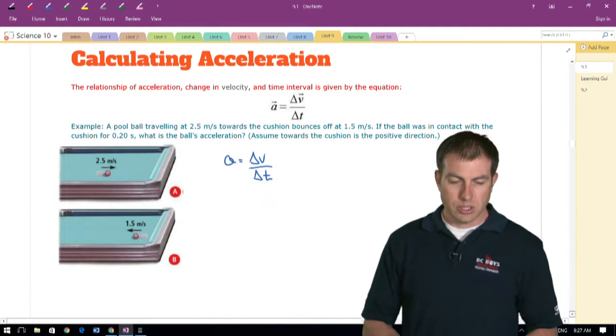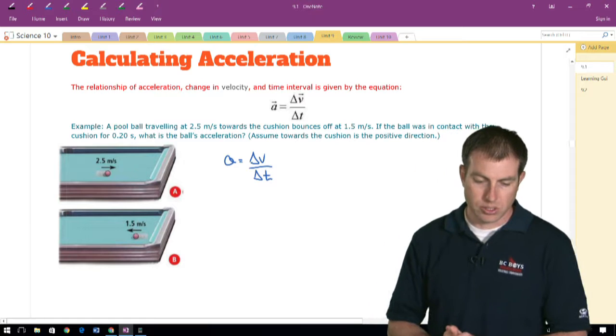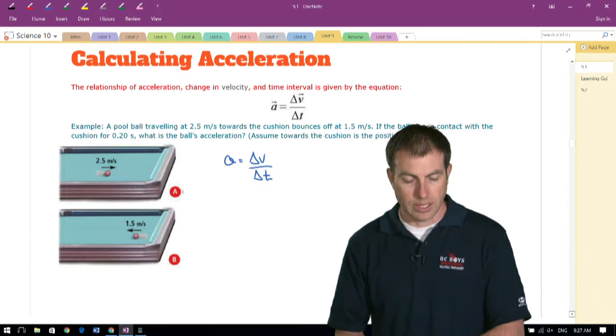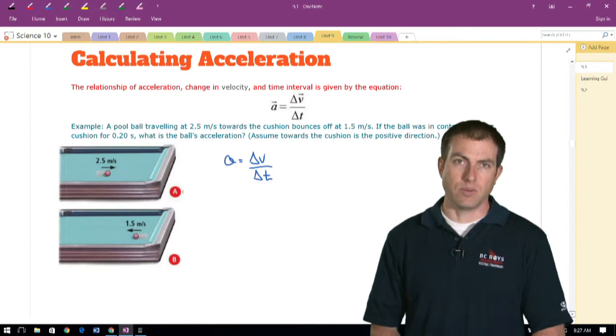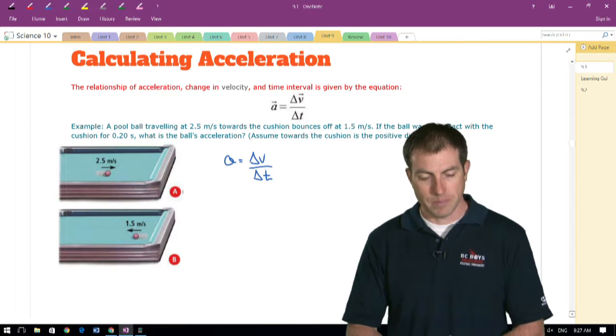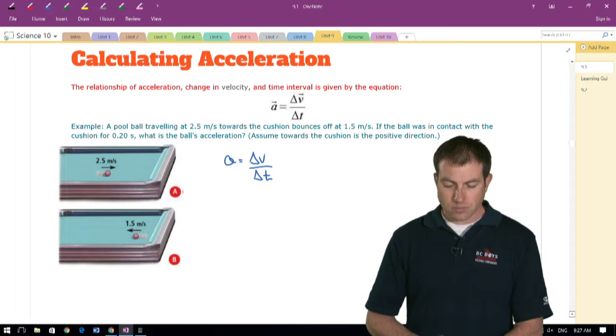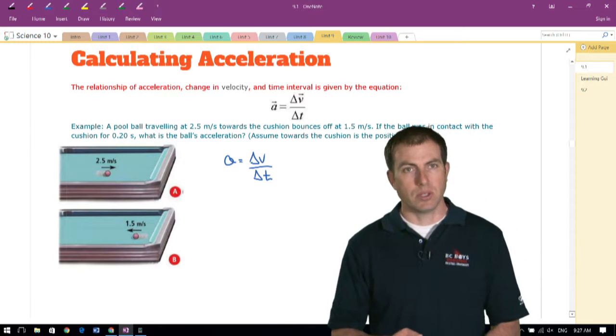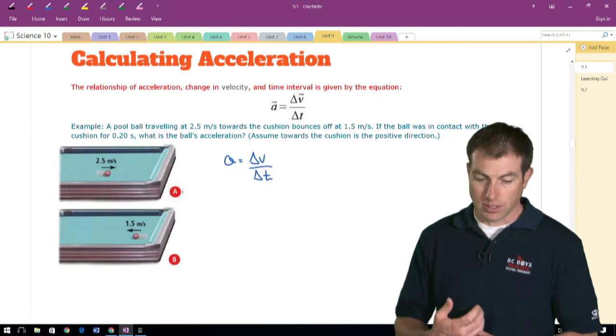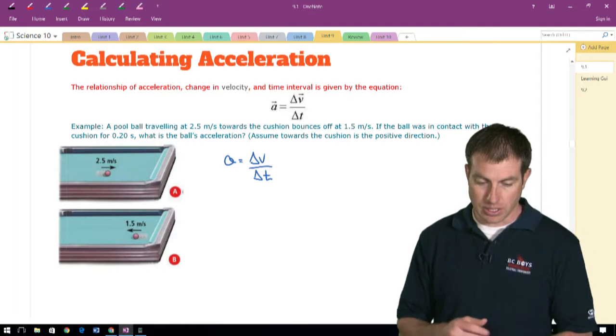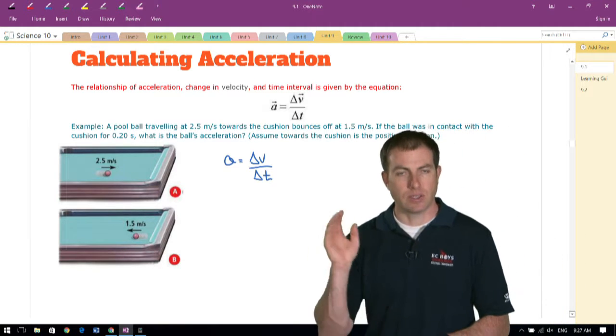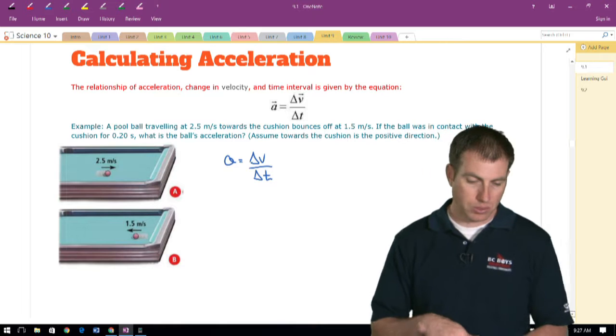So the relationship of acceleration, change of velocity, and time is given by this formula. Acceleration is a change in velocity divided by a change in time. And this formula is given in your data booklet on the last page. In the last two columns, you have the acceleration formulas and the change of velocity formulas.